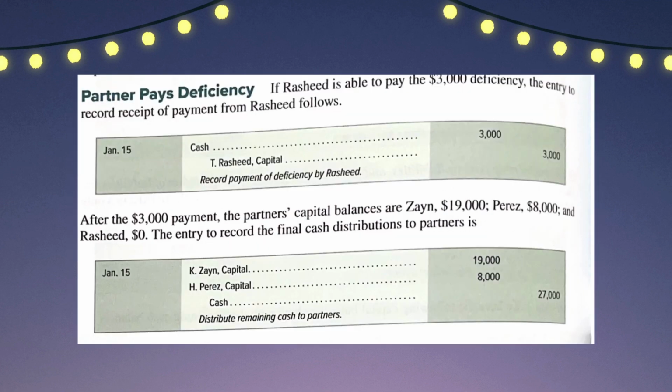The final distribution of cash depends on if the partner pays the deficiency or the partner cannot pay the deficiency. Partner pays deficiency. If Rashid is able to pay the $3,000 deficiency, the entry to record receipt of payment from Rashid follows. After the $3,000 payment, the partners' capital balance is Zain, $19,000, Perez, $8,000, and Rashid, $0. The entry to record the final cash distributions to partners is like in the slide.